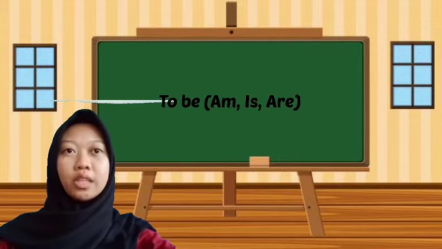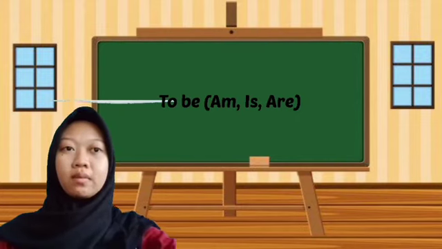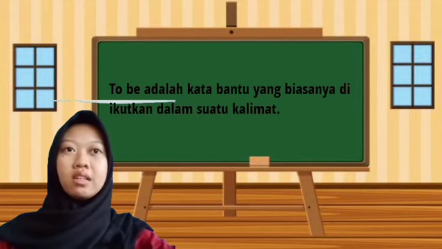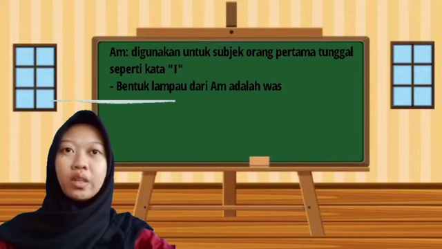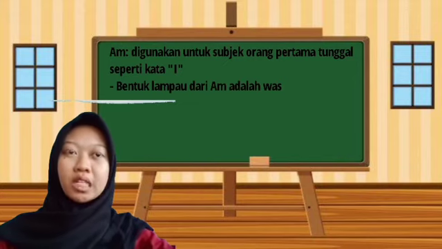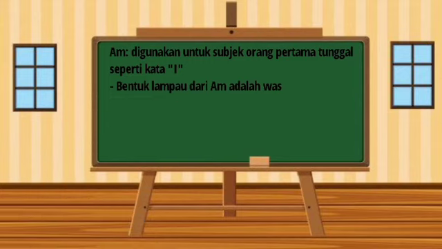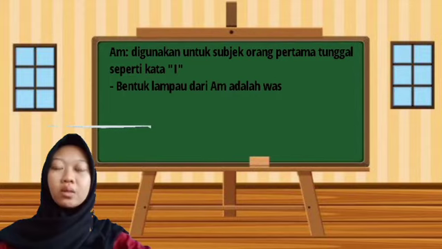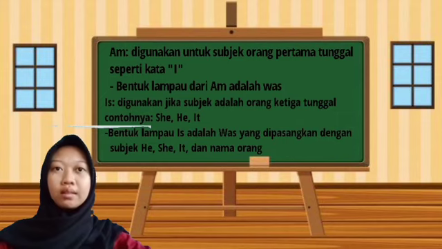Then the next material about to be, am, is, are. To be is an auxiliary word that is usually included in a sentence. In this to be, am, is, are, where am is used for singular first-person subject. For example, like the word I. Meanwhile, the past form of am is was, which is usually paired with the subject I. For example, I am become I was. Is is used when the subject is in third person singular. For example, she, he, it. The past tense of is is was, paired with the subject he, she, it, and the person names.